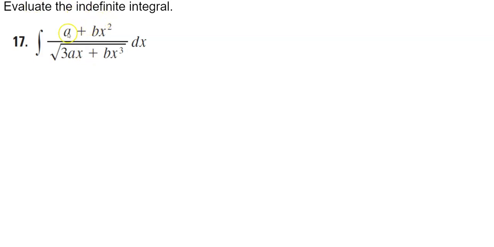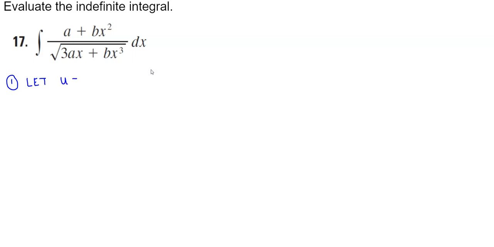Evaluate the indefinite integral. Here we have the integral of (a plus bx squared) divided by the square root of (3ax plus bx cubed) times dx. So, looking at the denominator, what we have underneath the radical sign is the expression 3ax plus bx cubed. So, we're going to let u equal that.